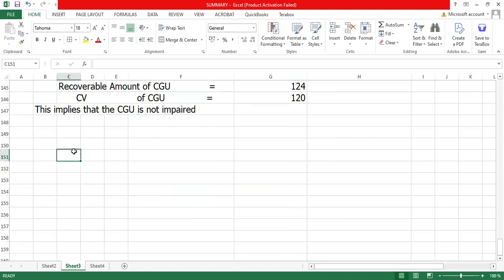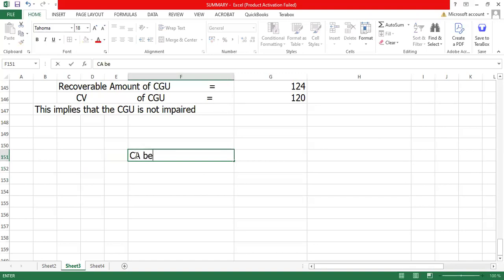This transaction will be accounted for in accordance with IAS 36, that is impairment of assets, which requires that if the carrying amount of an asset exceeds its recoverable amount, then that asset is impaired. You look for the recoverable amount, you look for the carrying amount, then you see whether the asset is impaired. But in an exam, you can create a table like this, the carrying amount before impairment.